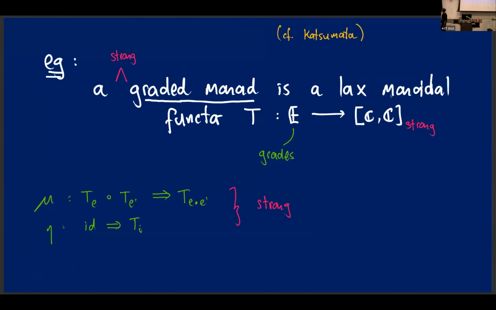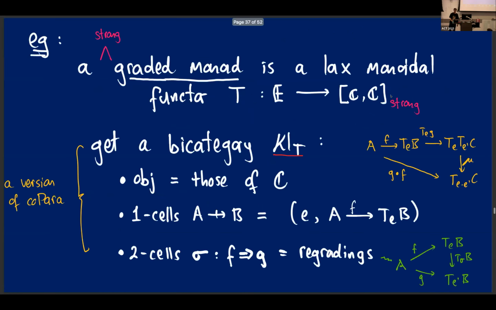Here, what we're going to work with is strong graded monads, which are what you get by putting the word strong in the right places, and I'm not going to tell you anything more than that. But a strong graded monad gives rise to a bicategory, which is essentially copower, but I'm going to call it T because I'm thinking of it like a Kleisli bicategory or Kleisli category. So it has the same objects as C. The 1-cells consist of a grade E and a map from A to T_E of B. So that's why I'm thinking of it as a Kleisli-like construction. And the 2-cells are regradings. So I've got a map F and a map G. Then a 2-cell sigma is a map from E to E prime, such that the obvious diagram commutes. And composition is given like composition in the Kleisli category. You do F, you do T of G, and then you do your mu.